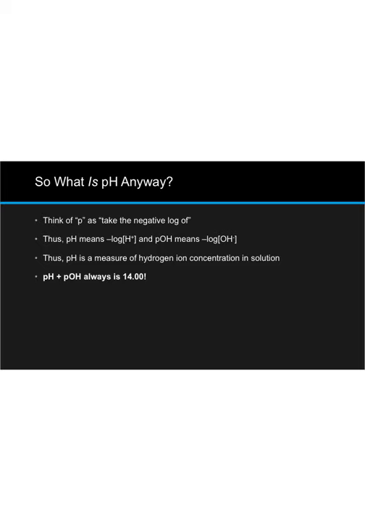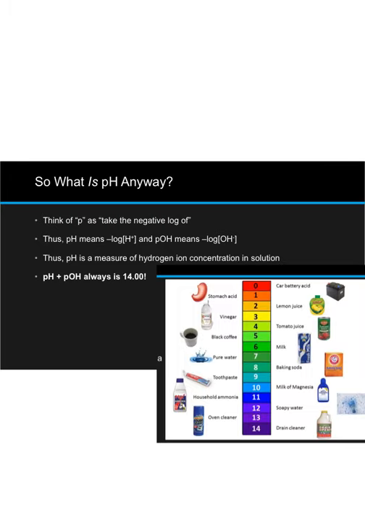Therefore, placing P in front of H means take the negative log base 10 of the concentration of H plus cations in solution. If we put P in front of OH, that would mean take the negative log base 10 of the concentration of hydroxide ions in solution. What this means for us is that pH is a direct measure of the H plus cation concentration in solution.